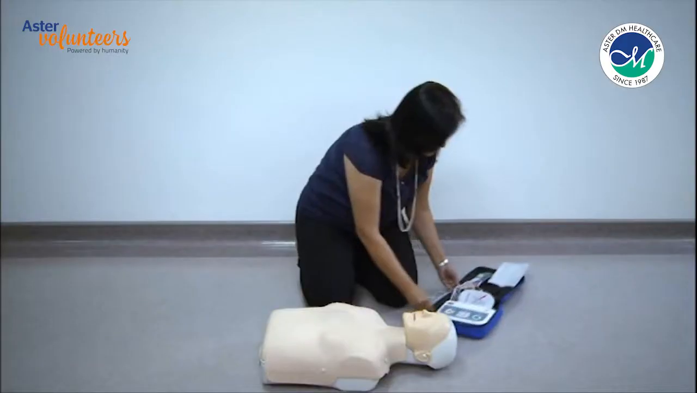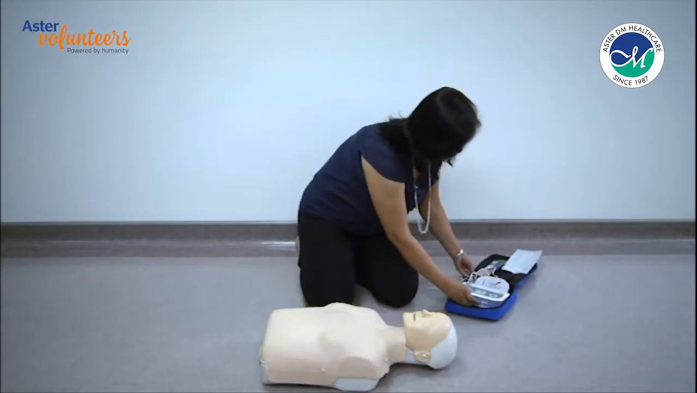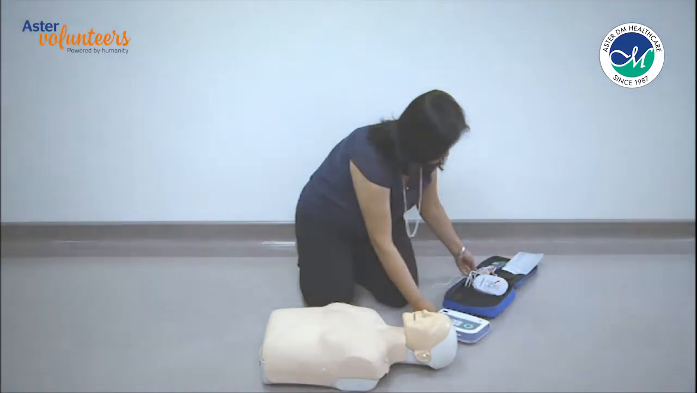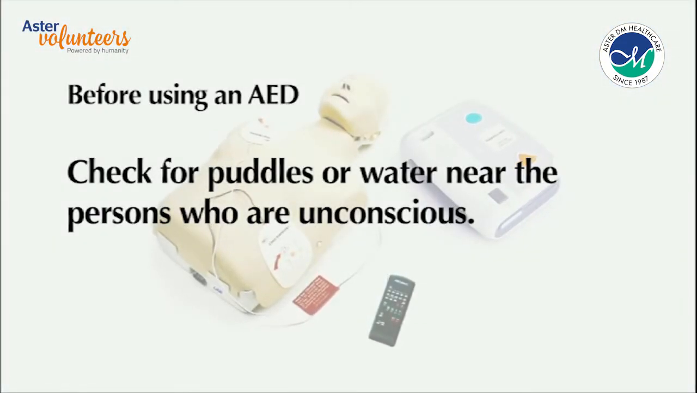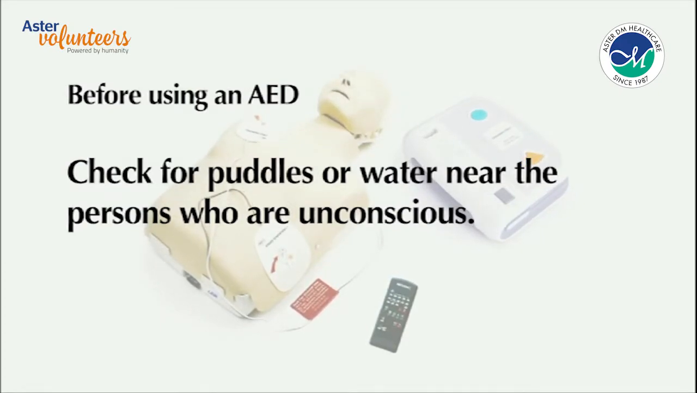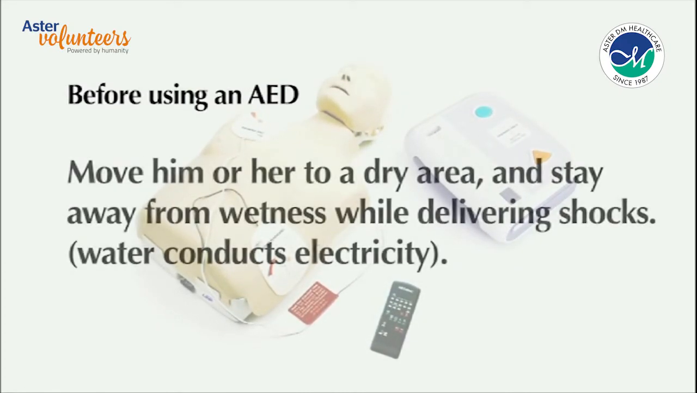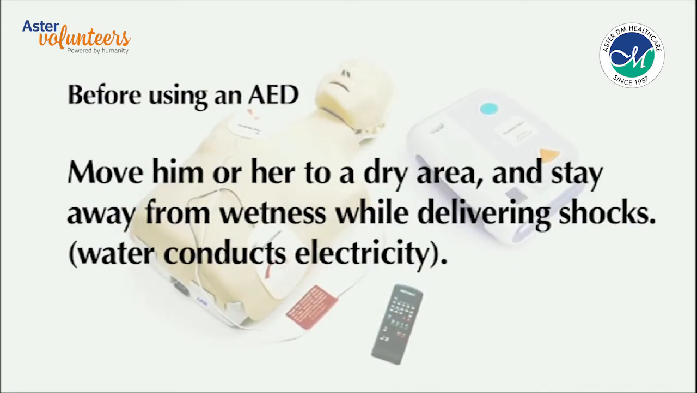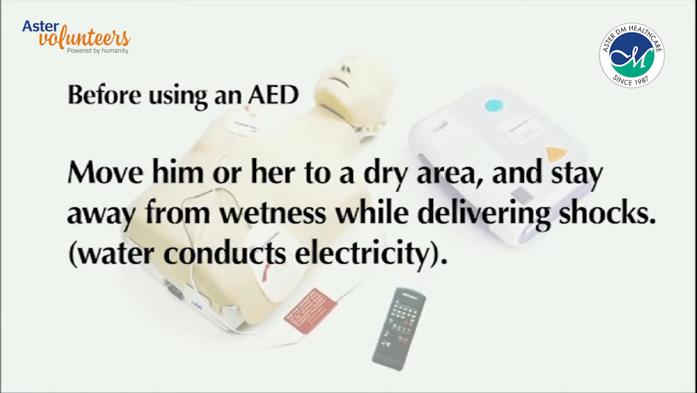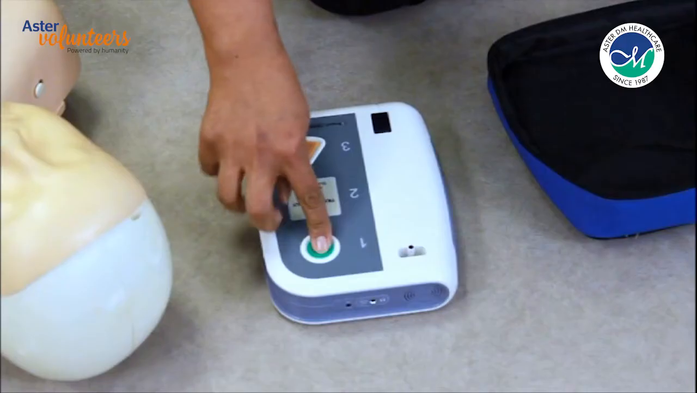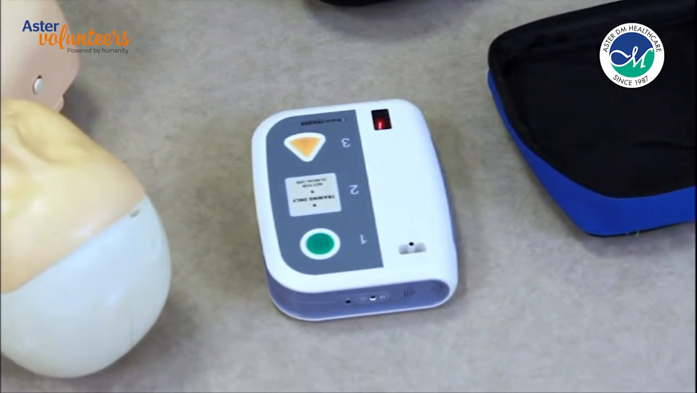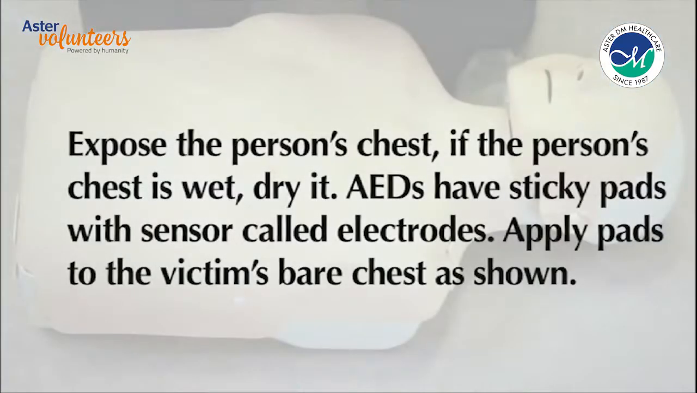Step 1. Confirm cardiac arrest, as we had seen in the previous sessions. Before using an AED, check for puddles or water near the persons who are unconscious. Move him or her to a dry area, and stay away from wetness while delivering shocks. Step 2. Turn on the AED. Step 3. Expose the person's chest. If the person's chest is wet, dry it.